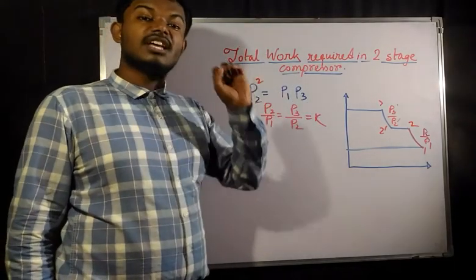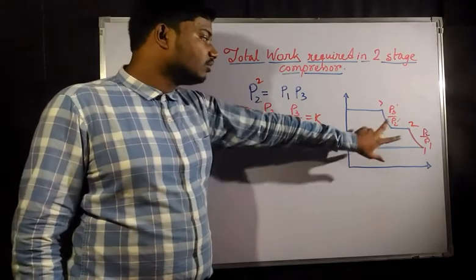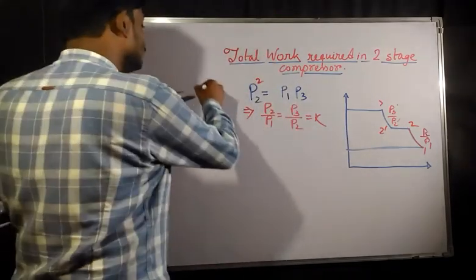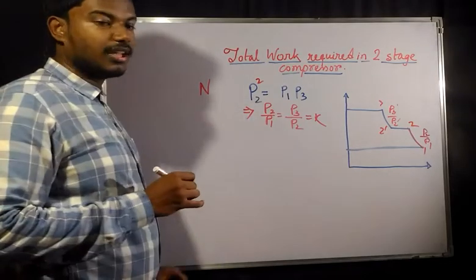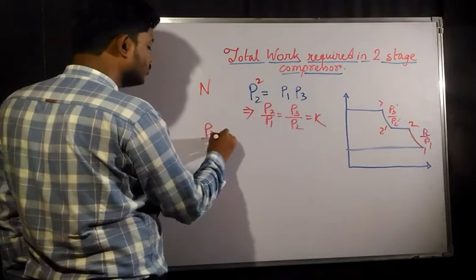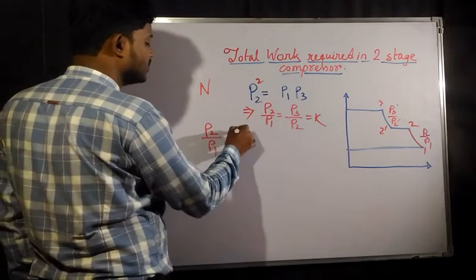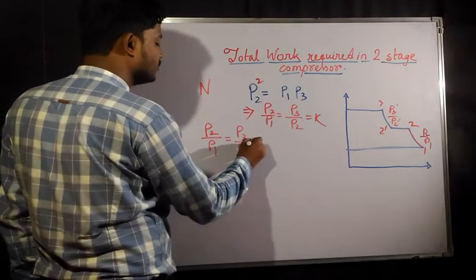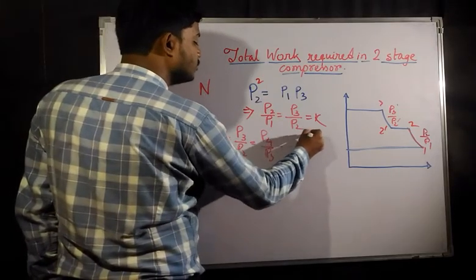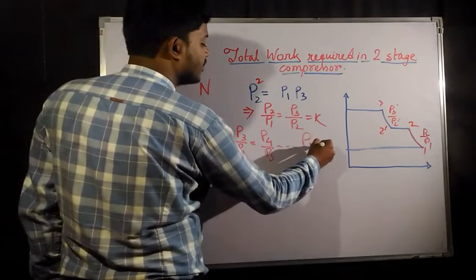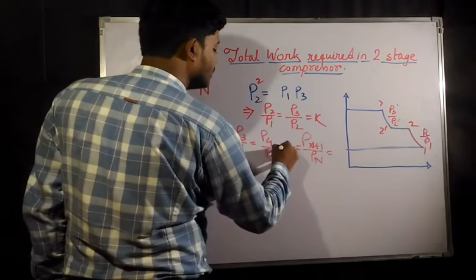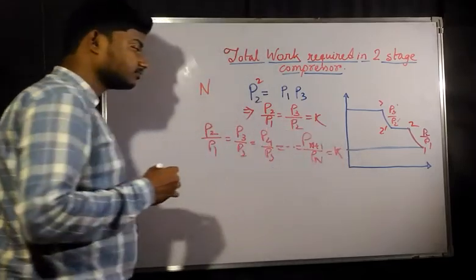Now suppose there are n stages. Here there are only 2 stages, but now suppose you need to go for n stages. The theory would be the same. P2 by P1 must be equal to P3 by P2, equal to P4 by P3, and so on, up to P to the power n plus 1 by P to the power n, and this is going to be equal to K.